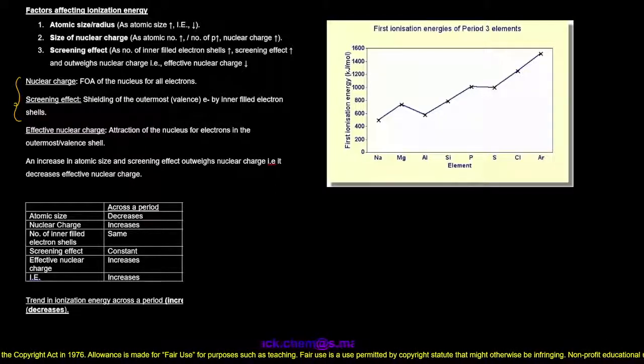If that screening effect is constant, it would not outweigh nuclear charge, meaning it would not decrease the attraction of the nucleus for the electrons in the outer shell. With a constant screening effect, that means the attraction of the nucleus for the electrons in the outer shell will increase. Because of this increased attraction, this is why we have a decrease in atomic size. It's going to pull in the electron shells a little closer, and this is why atomic size decreases across a period.